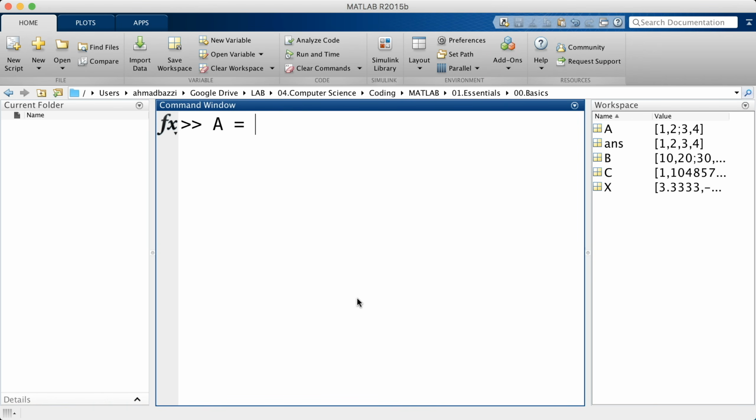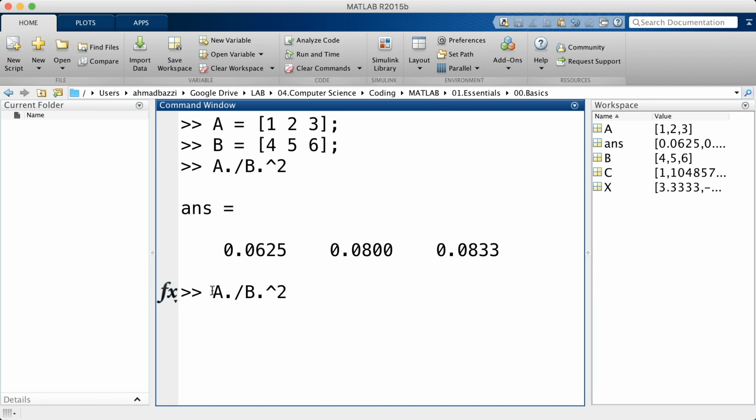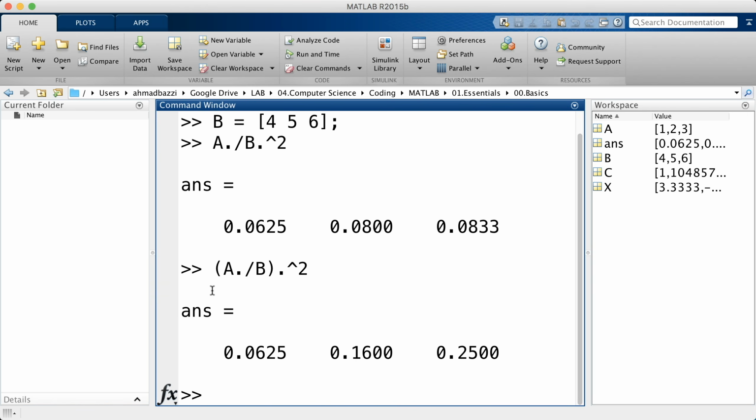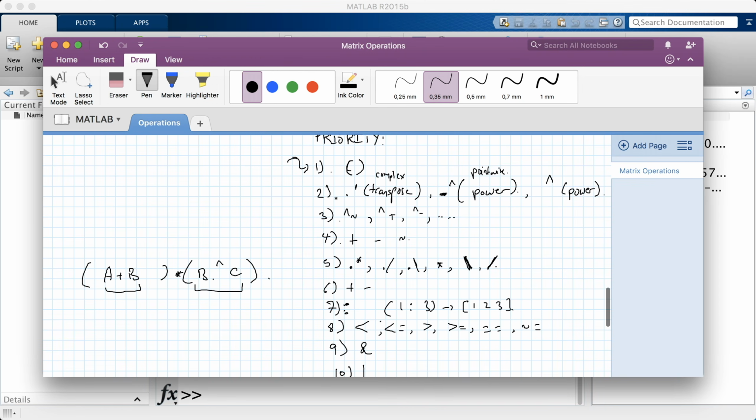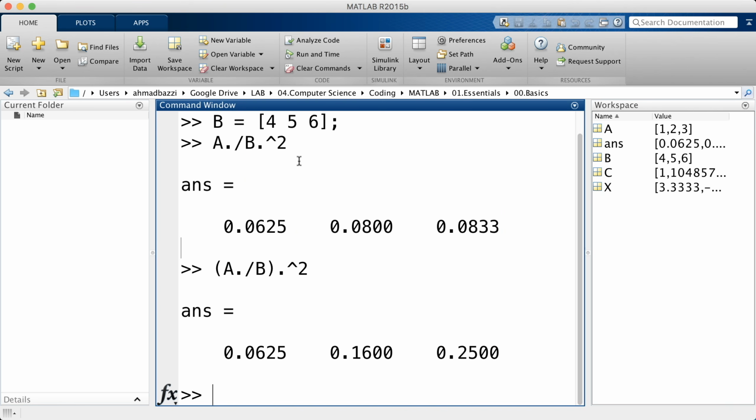Let's say I've got A, which is 1, 2, 3, and B, which is 4, 5, and 6. And I'm going to do something like this, right division with B, pointwise power 2. This will produce the following, whereas, and I'll insert some parentheses over here, we're going to see something different. This is 0.16, this is 0.08. And the reason is because in this chart, the power is priority 2, whereas the division is priority 5. So this guy is going to execute before this.